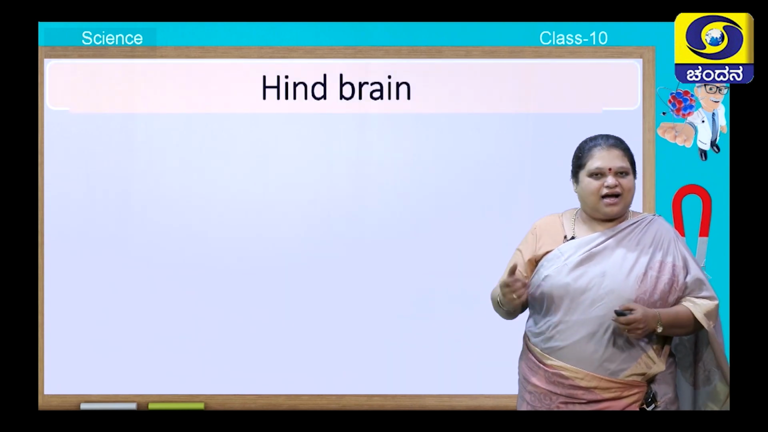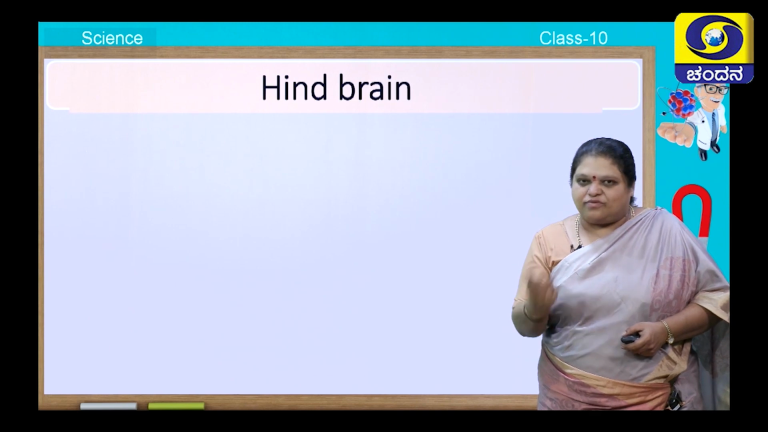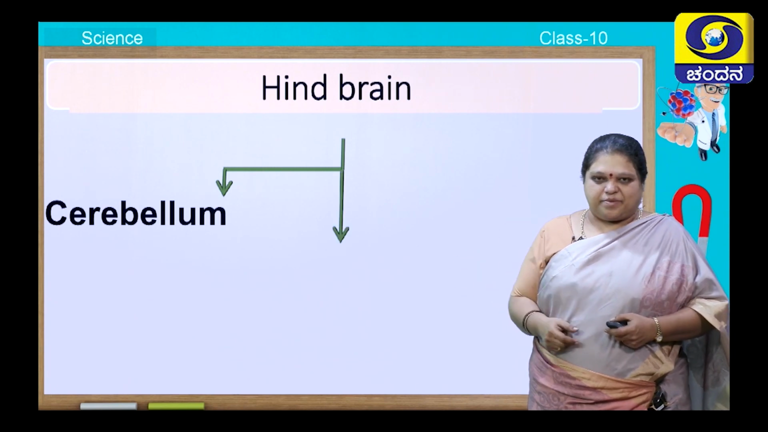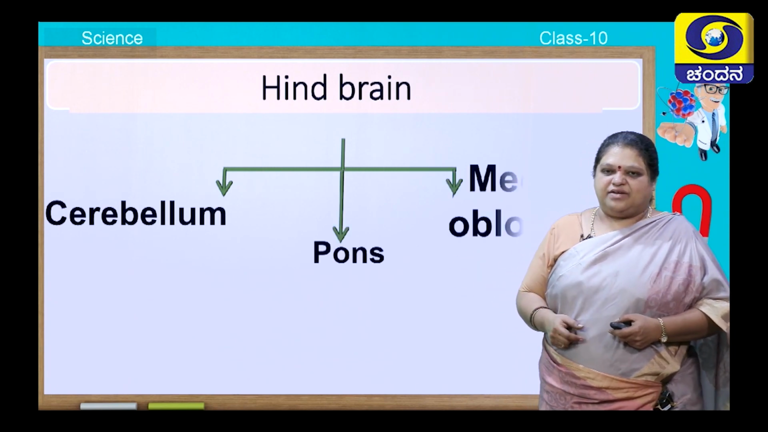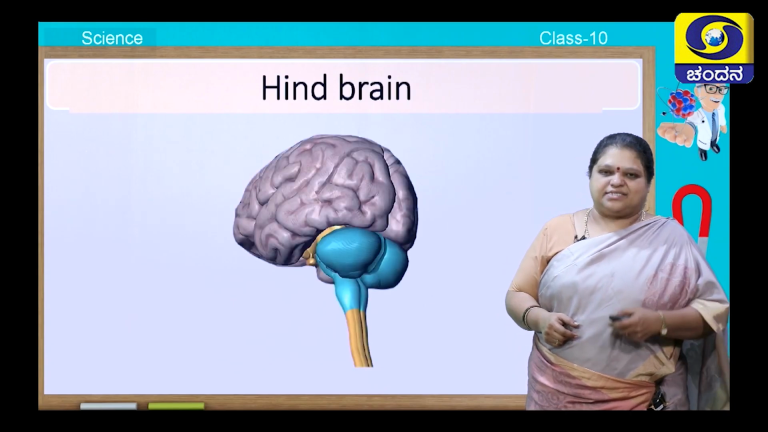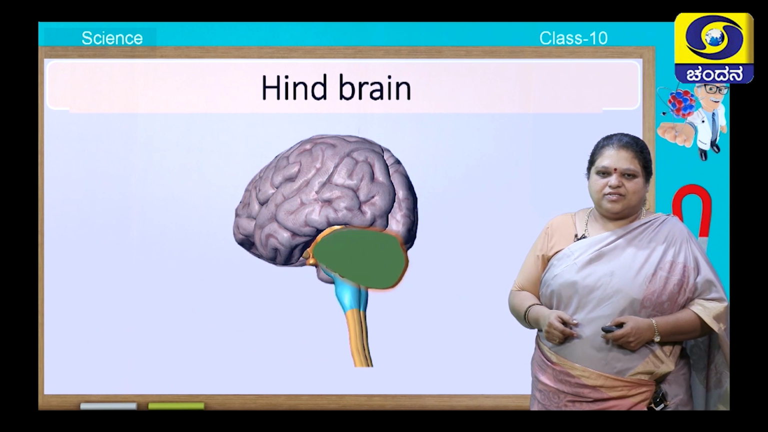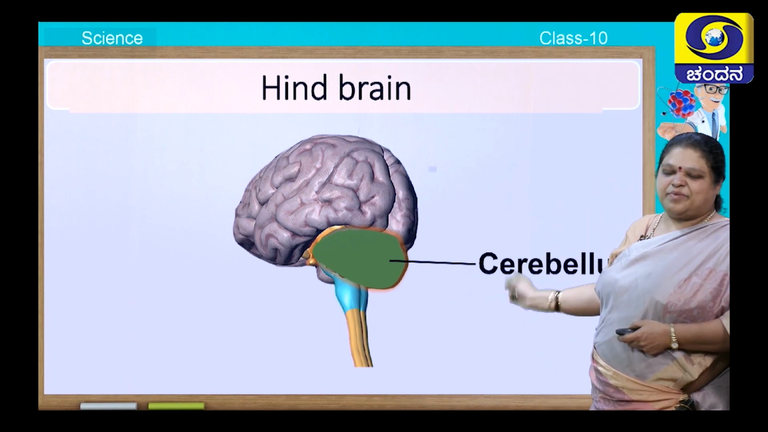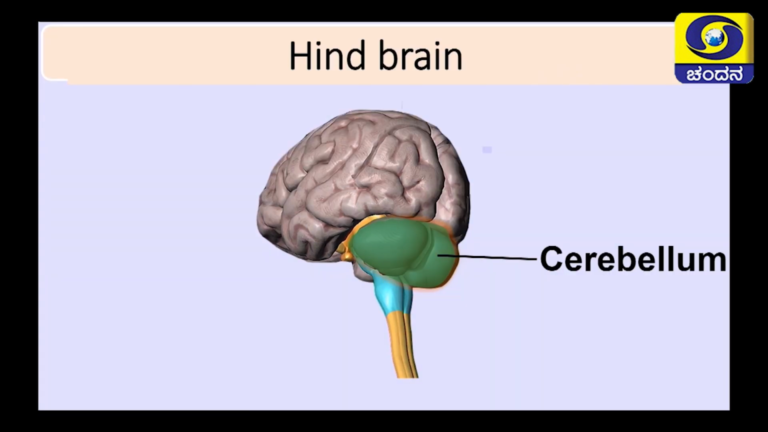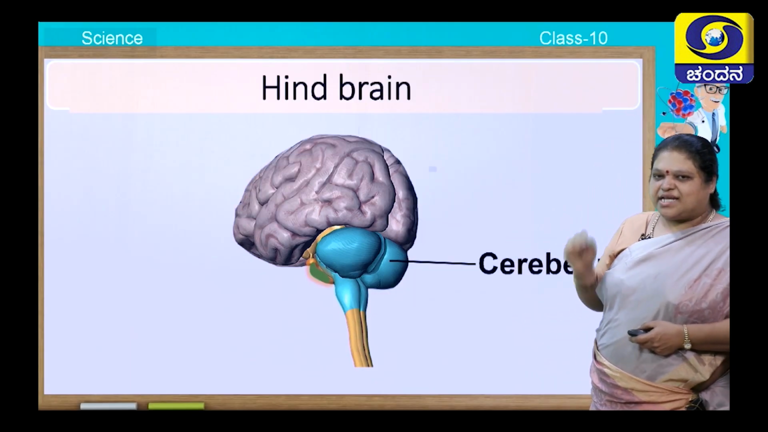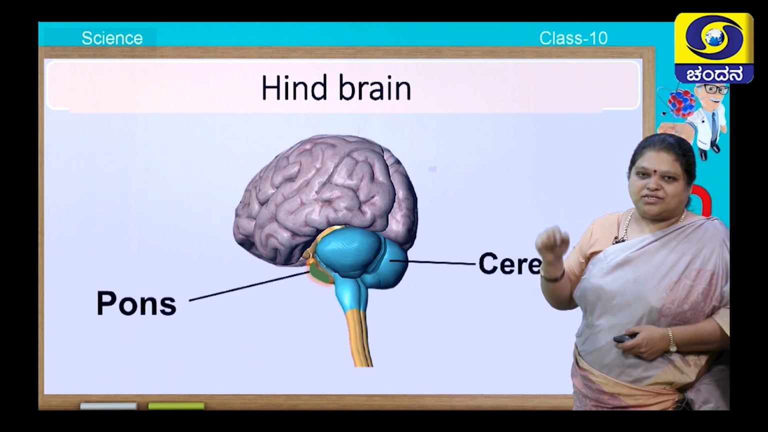Next we will see the hindbrain. The hindbrain is the lowest part of the brain. Let us see what is present in the hindbrain. One is the cerebellum, next is the pons, and finally you find the medulla oblongata. So these are the 3 parts. Let us see where these are present. If you look at this structure, the part that is flickering green in color is the cerebellum. Next, you can see a small bulge-like projected structure, that is nothing but the pons.